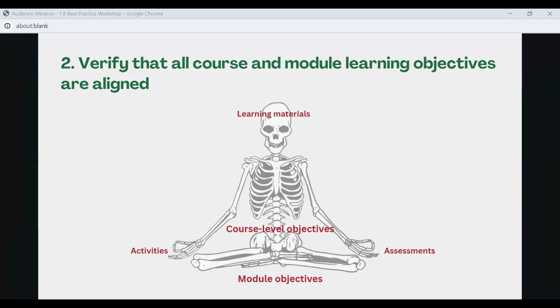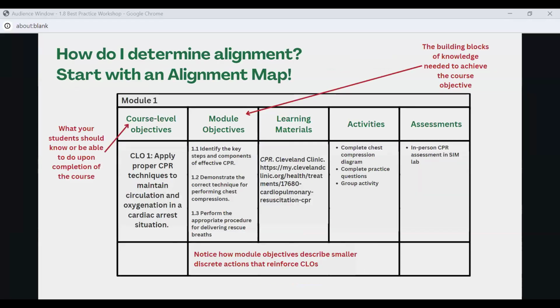It can be a big, kind of overwhelming task to try to determine alignment, right? So if we look at it in more practical terms, how do you determine alignment? A great way, and I think a way that all of us instructional designers like to approach it, because it's wonderfully systematic and it gives you a great picture of a course and how to create and determine alignment in it, is an alignment map.